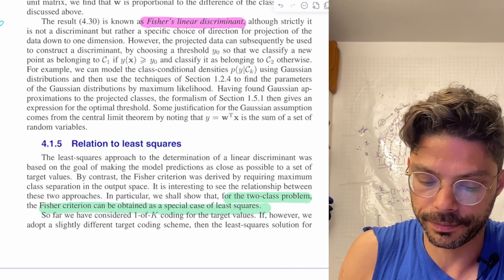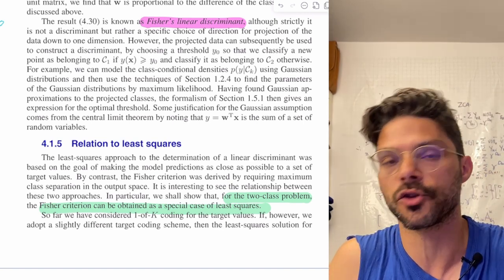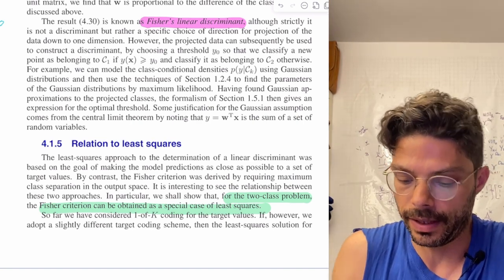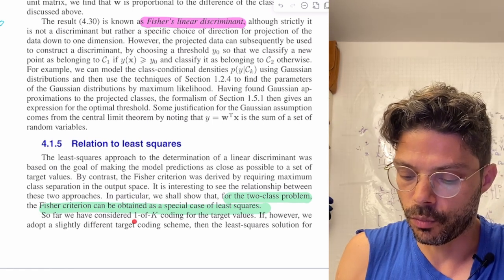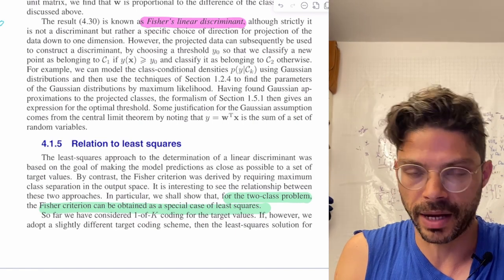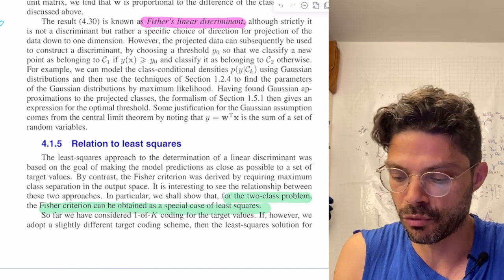Okay, so the question is, why would you go and look for such a connection? What I've told you so far would motivate that. So far we have considered one-of-K coding for the target values. Remember that was a one-hot thing, right? Binary, 1 for the correct class and 0 everywhere else.